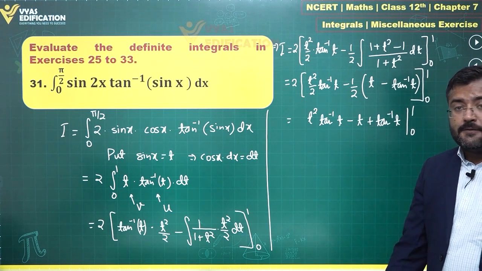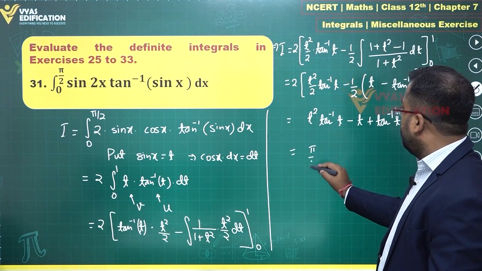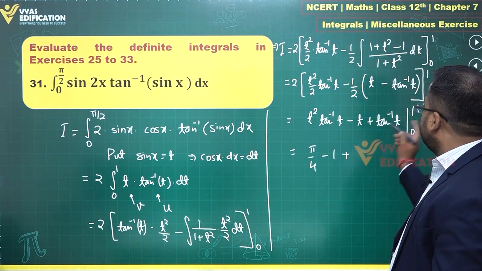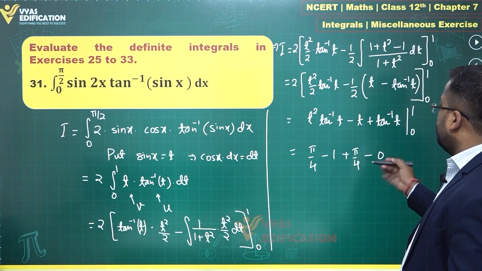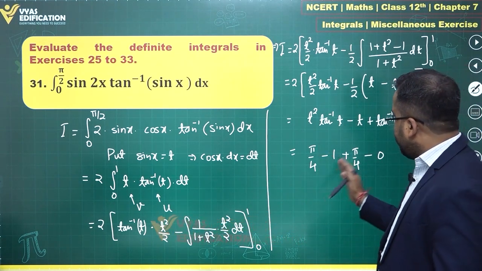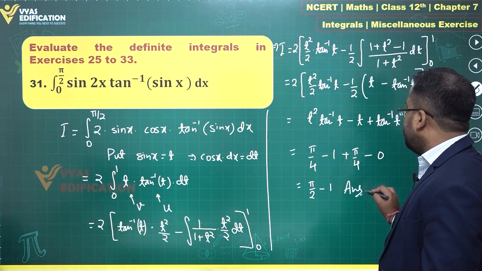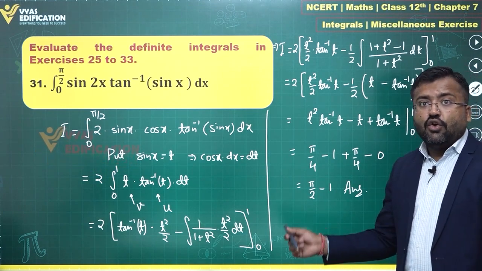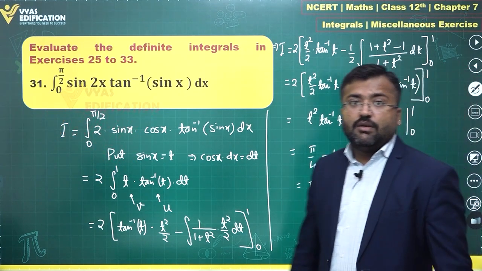Now put the limits. This is 1 square, tan inverse 1 will be pi by 4, minus 1 plus this is pi by 4. The lower limit terms are all 0. So this is pi by 4 plus pi by 4, which is pi by 2, minus 1. That is my answer for this question. Is that all? Yes, that's all in this complete question number 31.